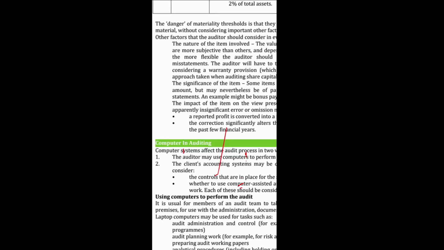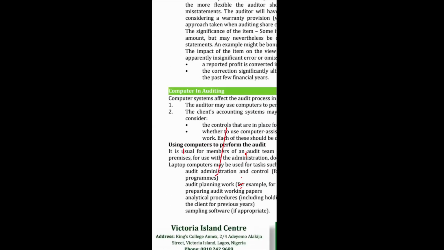Okay. The next area we are looking at is computer in auditing. We said there are three things that need to be considered when you are drawing up the audit plan: audit risk, materiality, and the nature of the client business, that is, whether it is computer-based or manual. And that takes us to computer in auditing. If we start it now, we won't be able to finish it today, so I'm going to focus on some aspects of it.